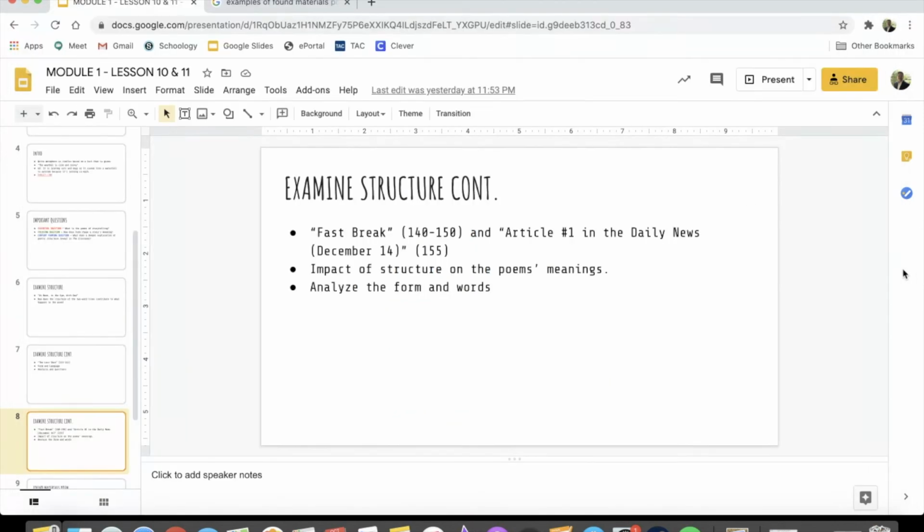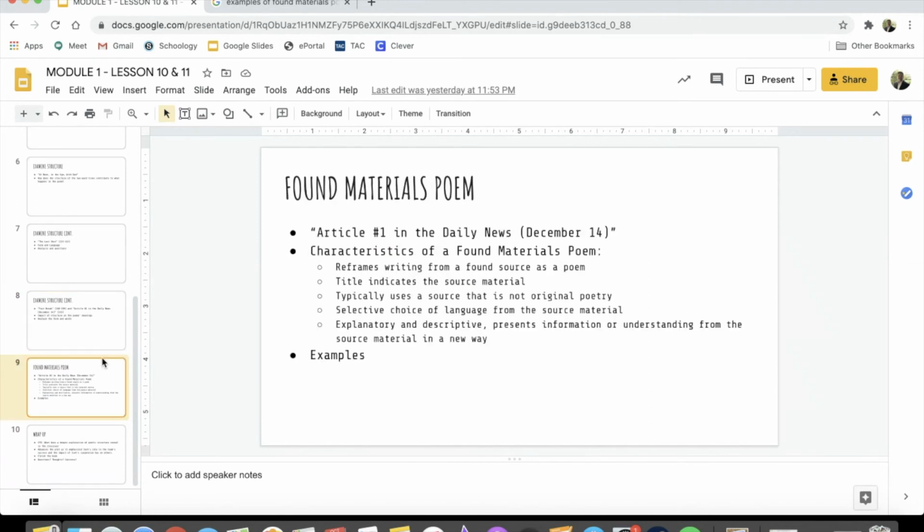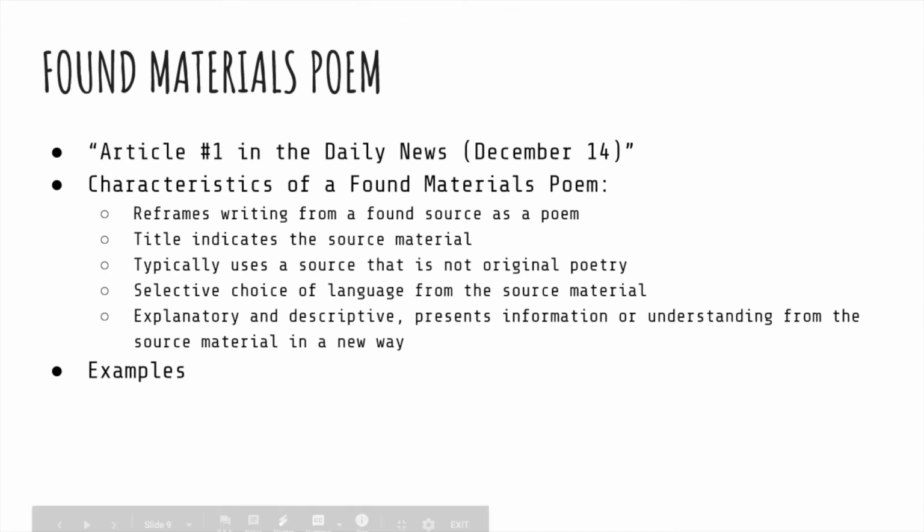So we are going to move on, because we are going to look at a poem that we looked at in the previous lesson, and we're going to be seeing how this structure sort of helps our analysis of the other poems that we've done, if that makes sense. So the poem we're going to be looking at is Article Number 1 in the Daily News, December 14th. And remember, we looked at this in the last lesson, when I introduced that poem to you, because that is a new poetic type. It is called a found materials poem, if you remember.